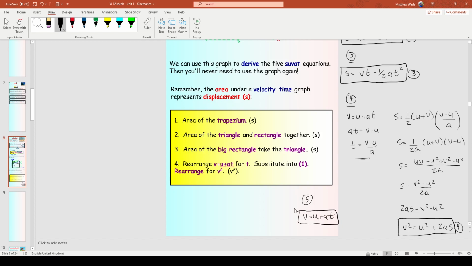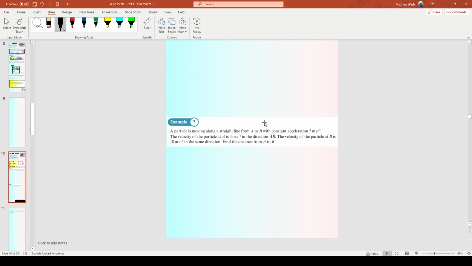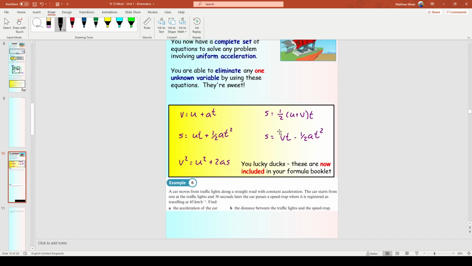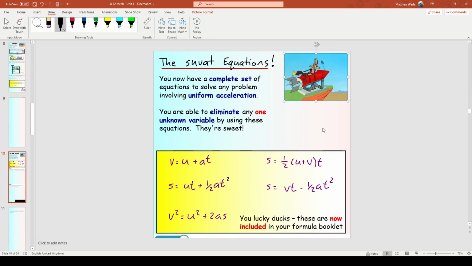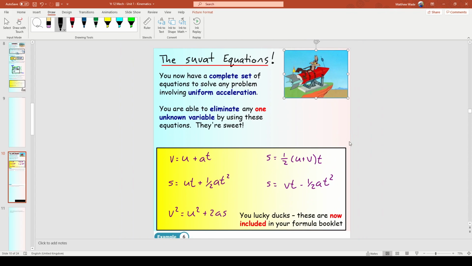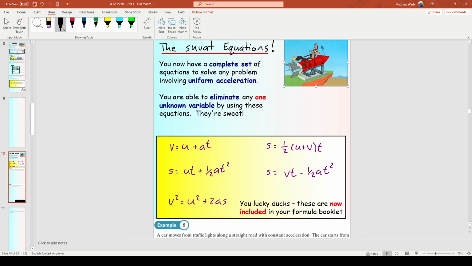And there you go, my buddies. You've got your 5 Suvat equations. Those, you lucky ducks, I'm gutted about this actually, but these are in your formula book now. They didn't used to be, so you don't have to memorize them, which makes me upset. I think you should have had to memorize them. But here you go. There they are, buddies. Make a nice note of this, okay? The title is The Suvat Equations, and write them all down. There they all are in a nice list for you.